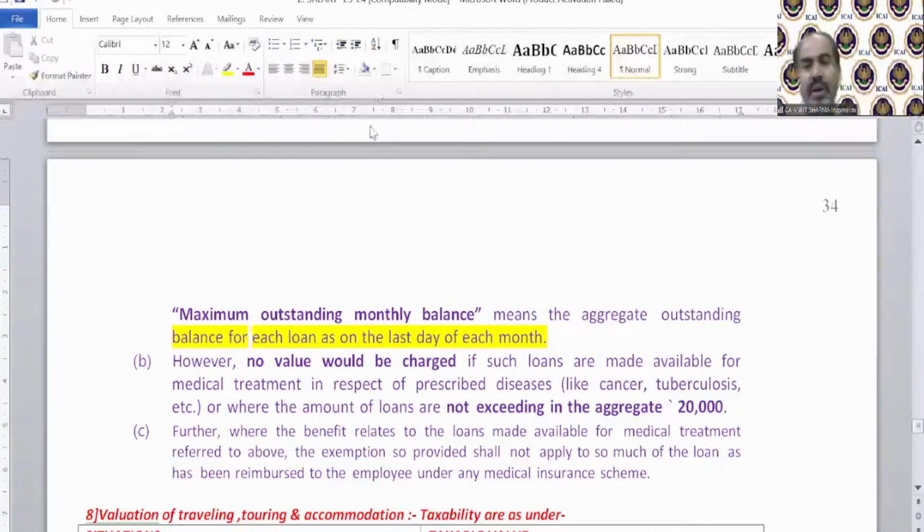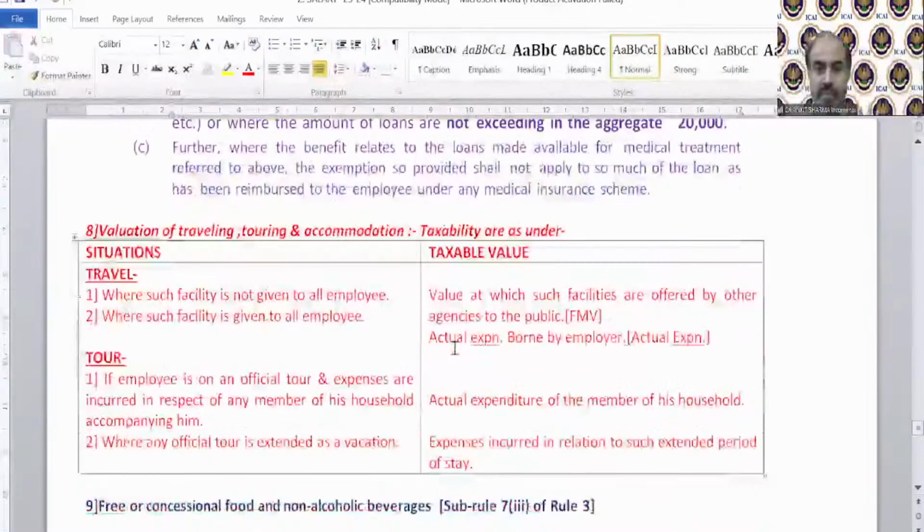Do not worry. Next, it says there will be no perquisite if the loan has been taken for medical reasons or the loan amount does not exceed 20,000 rupees. Sorted. Next, valuation of traveling, touring and accommodation. If you are going for a traveling purpose, meaning a personal purpose, and an employer says we will reimburse all your expenses. For example, in LTC, the employer only reimburses the travel expenses. But in this case, we are talking about the whole package: traveling, stay, etc. If that is provided, it will be solved as per this provision. If it's only for a ticket or journey provision, then the LTC provision will be applicable.